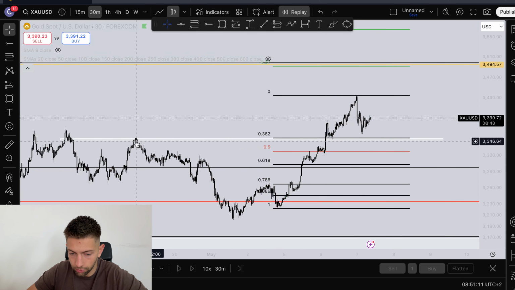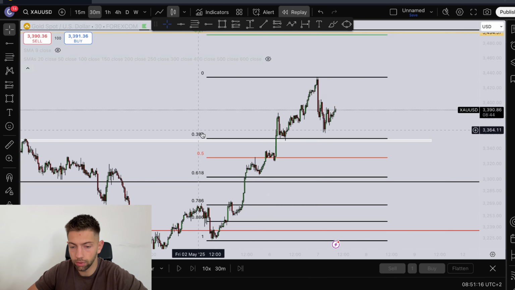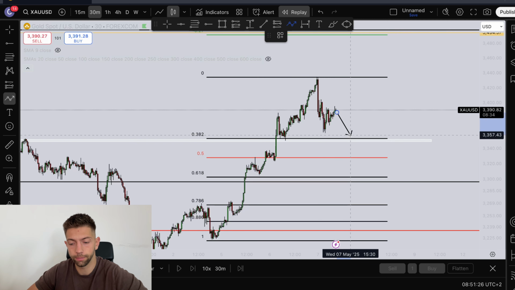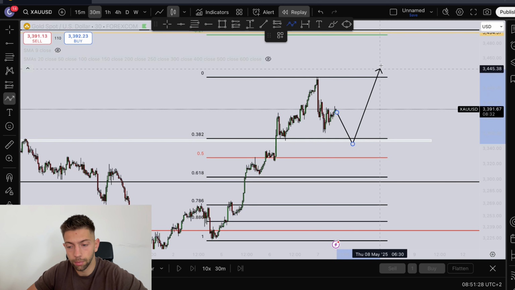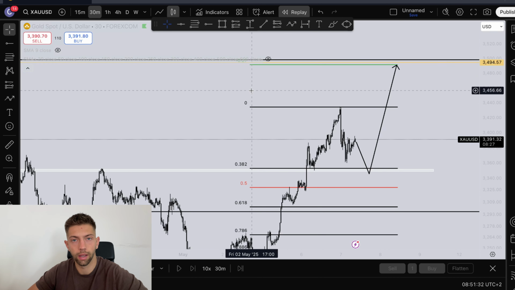This is a previous structure point, which also lines up with 38.2%. Every time frame is bullish, so I'm going to be waiting for price to retest this zone, give me my entry confirmation, and then I'm going to be targeting this daily high, which is also a swing high, because as I said, if price wants to continue bullish, it will break or at least touch the previous swing high or swing low.